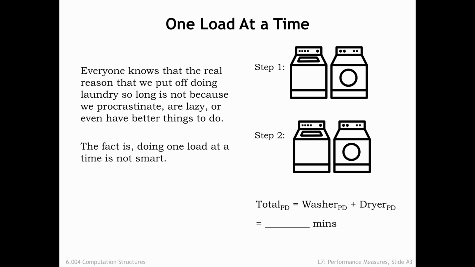Let's see why. To process a single load of laundry, we first run it through the washer, which takes 30 minutes. Then we run it through the dryer, which takes 60 minutes. So the total amount of time from system input to system output is 90 minutes. If this were a combinational logic circuit, we'd say the circuit's propagation delay is 90 minutes from valid inputs to valid outputs. Okay, that's the performance analysis for a single load of laundry. Now let's think about doing n loads of laundry.